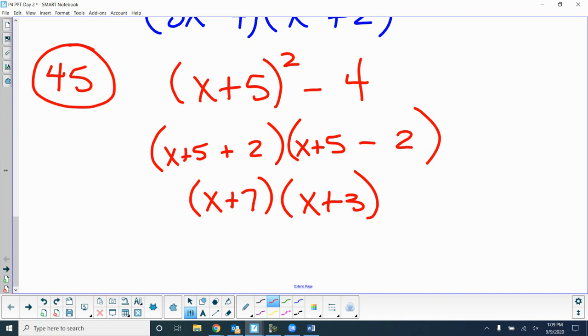If I do this problem, FOIL that and minus 4, or FOIL this, I'll get the same two answers. They're the same. They just look a little different. But again, I'm not going to give you one tricky like that.